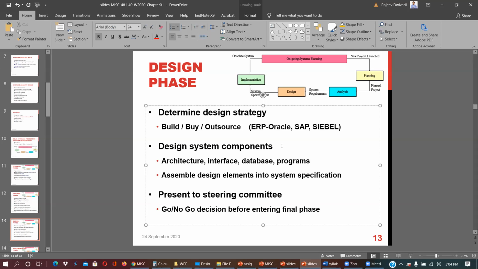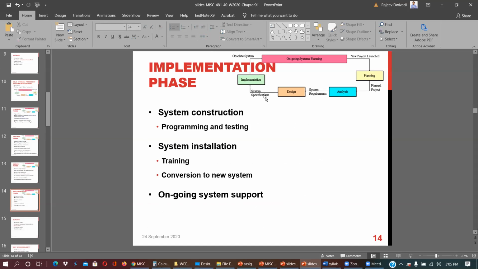Design system components: what is the architecture, interface, database, program, assembly, design elements into system specification, and then present to a steering committee for a no-go or go decision, and entering into the final phase, which is implementation.